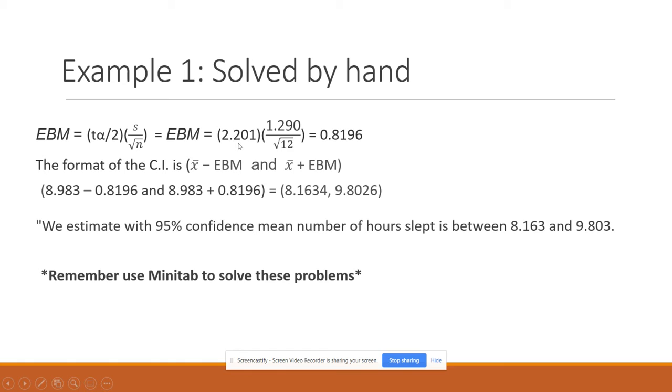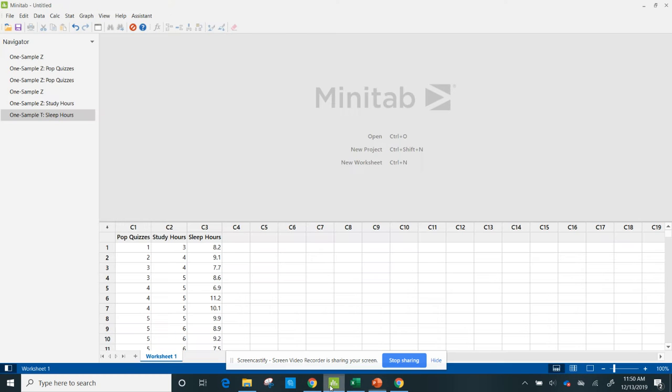I'm using the value from the table over the sample standard deviation, and I square root the sample size and I get that number. And then I subtract it from the sample mean that I'm given from the descriptive statistics. This is a really difficult way to do this, and I don't want to do it by hand. So I'm going to use Minitab. So I'm going to go to Minitab, and I'm going to show you how to do this.